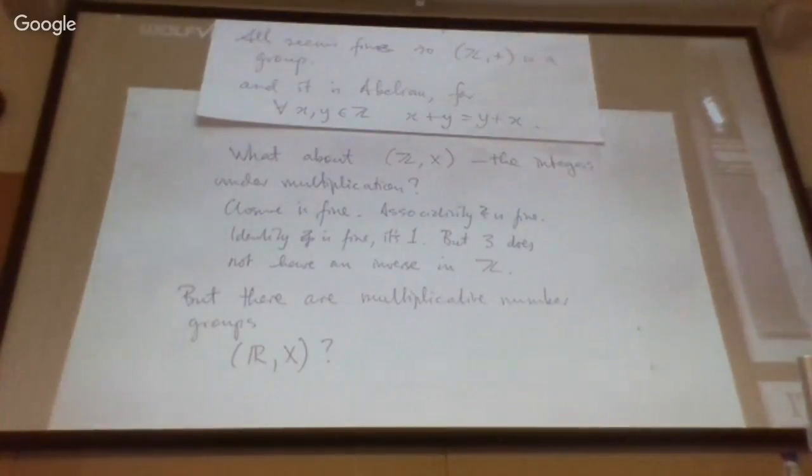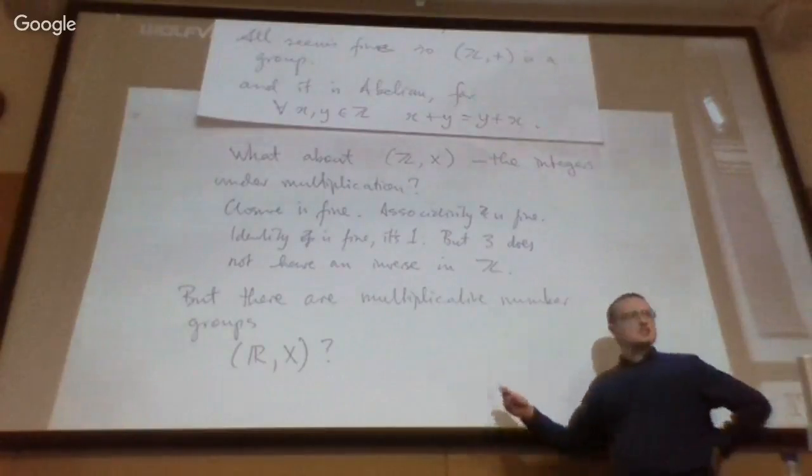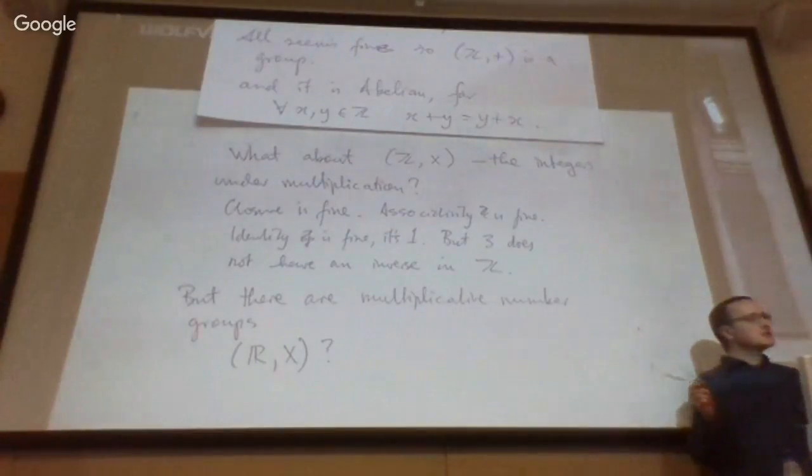Associativity is fine. Multiplication of numbers is associative. Existence of identity is fine. The identity is 1. And inverses look okay. You just have to be very careful that there's still a problem with the inverses axiom.